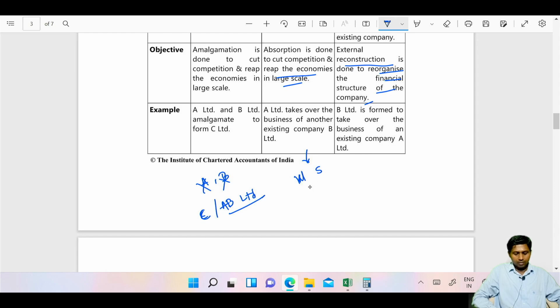W is taking S. Now S is losing its existence and merging into W. You will now find just W Limited. And what is then external reconstruction?